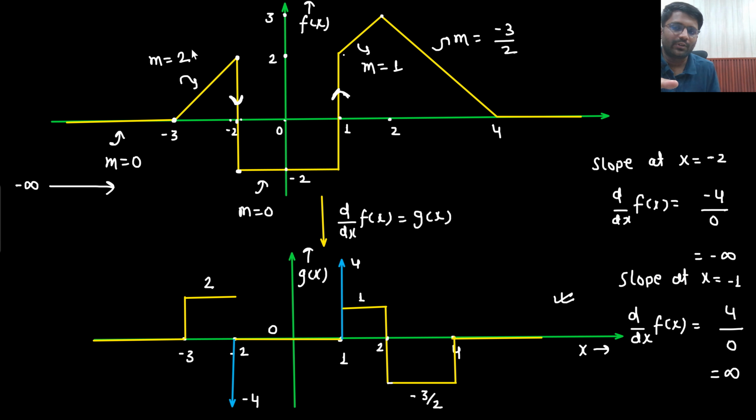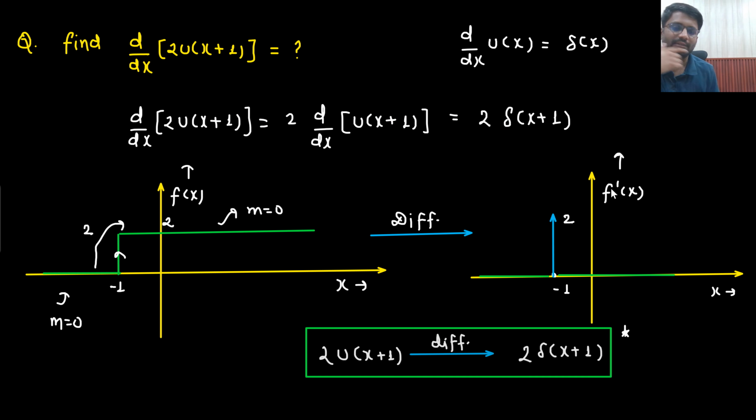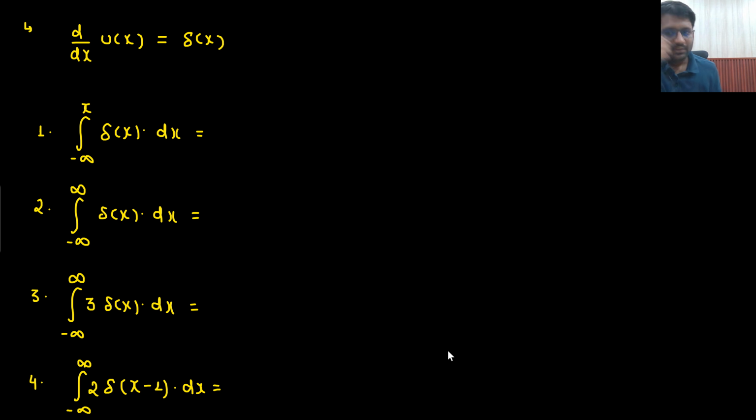Here there is 0, then what is the differentiation here? Slope is 2. Here what is the differentiation? Slope is -4. Here the slope is infinity, but area is -4. Here the slope is 0. Area is +4. Slope is infinity only. Here the slope is 1. Here the slope is -3/2, and so on. Similar scenario is available here as well. Okay, solve all these questions.